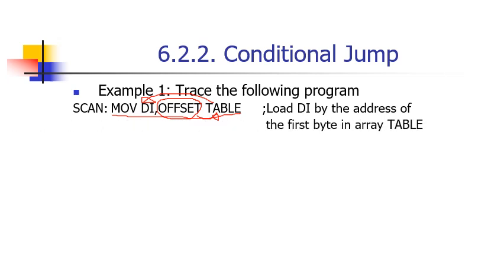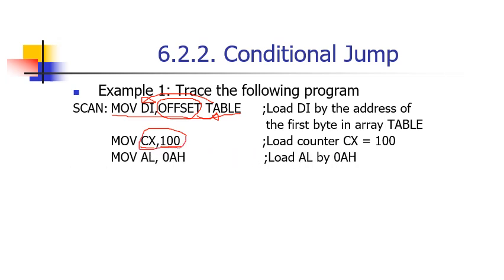But at least now we know that this instruction makes DI point to the first entry of an array named table. We're placing 100 in CX. It seems that we're going to do something 100 times because CX is our counter now. All right, good. Load your AL with 0A. We're placing 0A in AL.